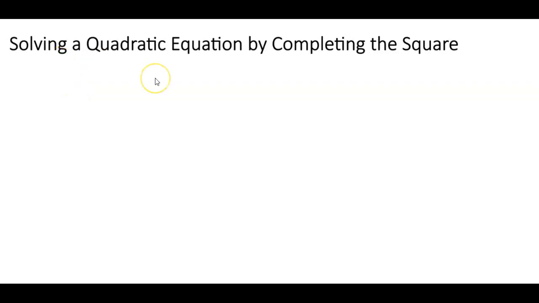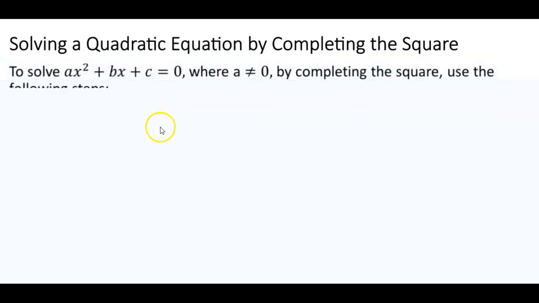Solving a quadratic equation by completing the square. To solve a quadratic equation in this form, where we have ax squared plus bx plus c equals 0, where a does not equal 0, by completing the square, we want to use the following steps.